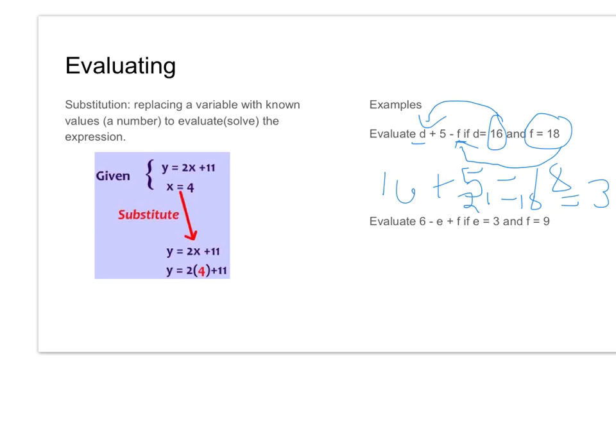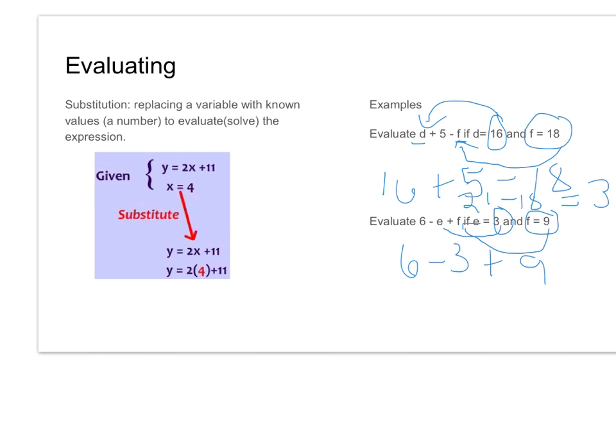Your second example, 6 minus e plus f if e equals 3 and f equals 9. Again, we're going to evaluate, so we're going to solve. In our problem, we have 2 variables that are unknown, but it says if they equal something, so they're no longer unknown. They're given a value, so you need to substitute them in. So it says e is 3, so you're going to plug 3 in for e, and it's saying f equals 9, you're going to plug that in for f. So we're going to have 6 minus 3 plus 9.